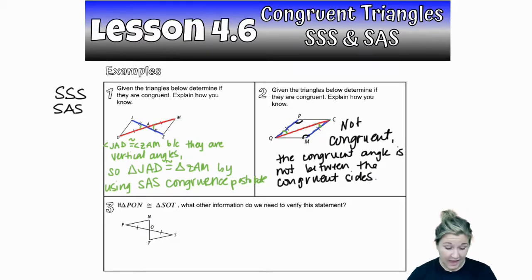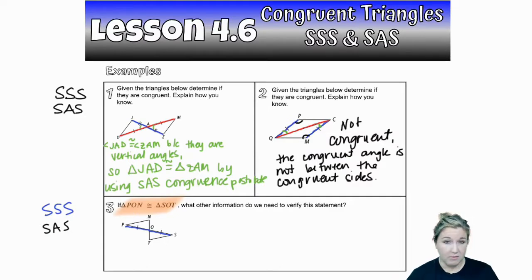Okay, now let's look at the last example here. We have triangle PON is congruent to SOT. What other information will we need to verify this statement? So we know that they are congruent. So in order to verify this, we need something else. We just know that PO and OS are congruent. So I need one of two things. I either need side, side, side, so I need all the sides to be congruent, or I need side, angle, side to do this.